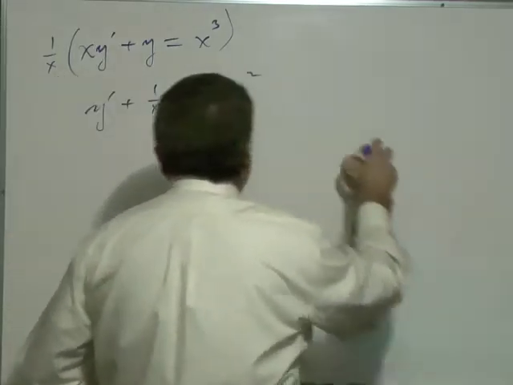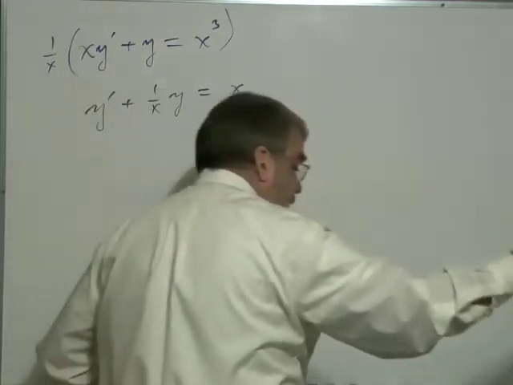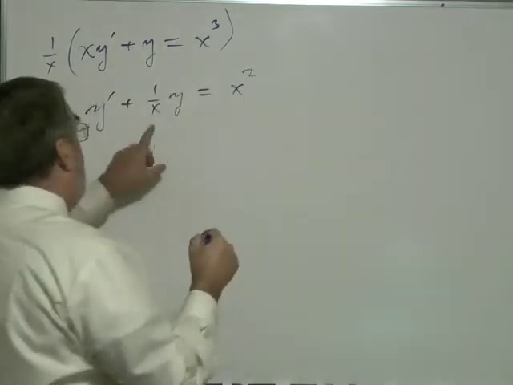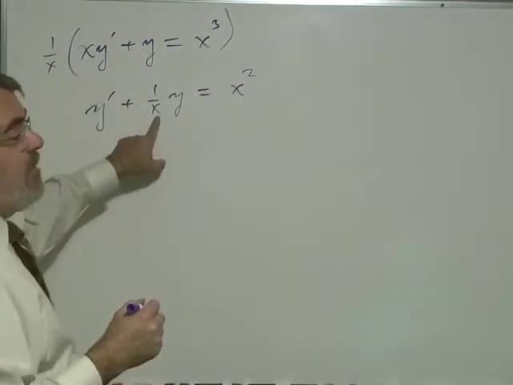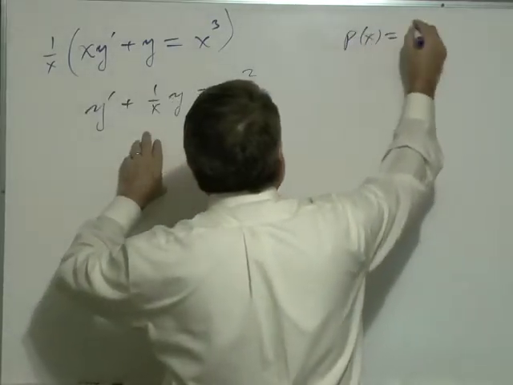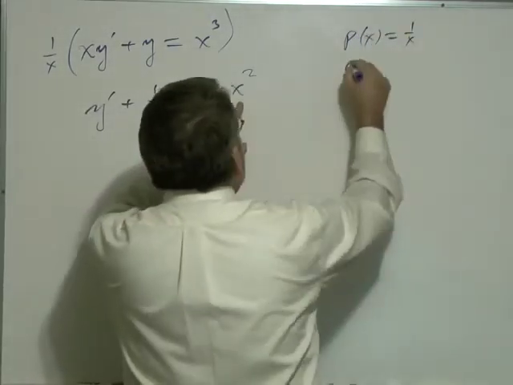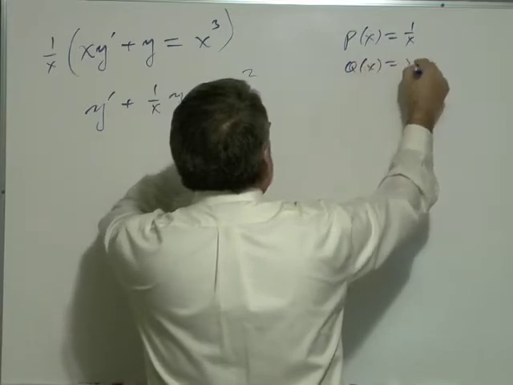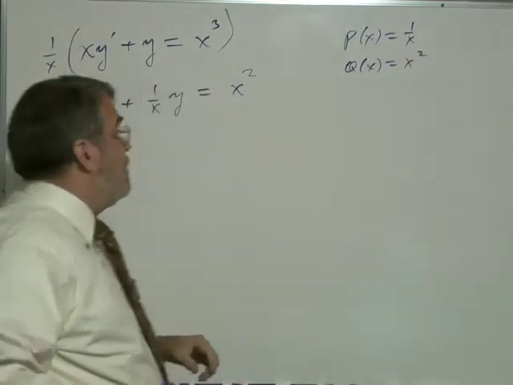Now, we call this p of x. So p of x is 1 over x. And in fact, let me write that. P of x is 1 over x. Q of x, if we're interested, is x squared.